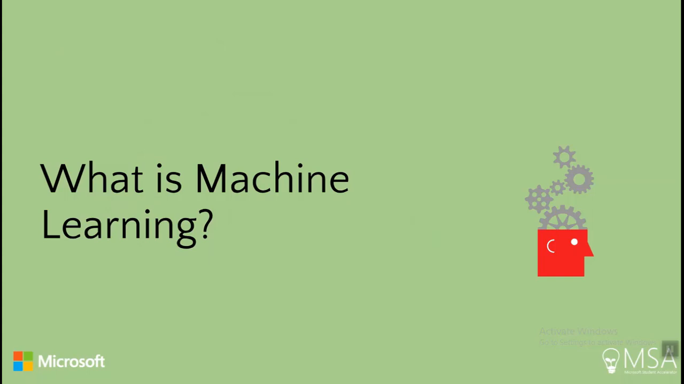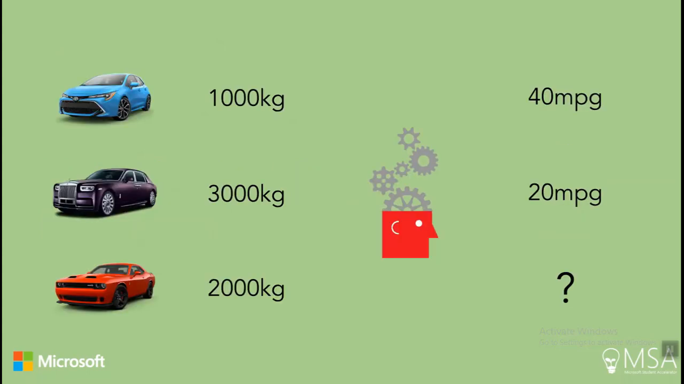Say I give you this bunch of information. So I say that there's a car that weighs 1,000 kilograms, and the fuel efficiency of this car is 40 miles per gallon. We're using miles here because it's an American data set. I also tell you there's a 3,000 kilogram car, and that has a fuel efficiency of 20 miles per gallon. And I ask you this question. So if there was a car that weighs 2,000 kilograms, how much do you expect the miles per gallon to be? Karim, do you know?